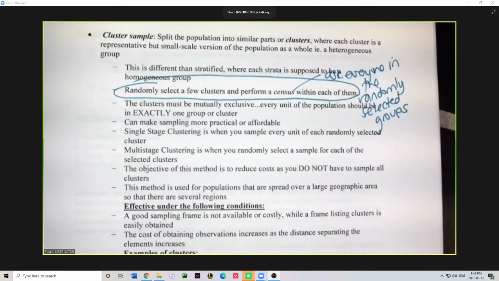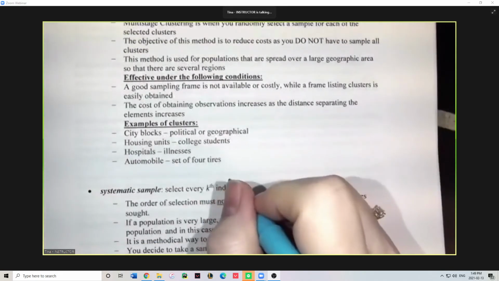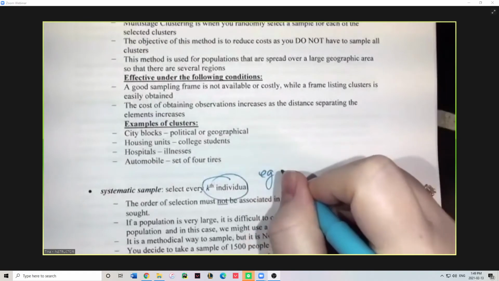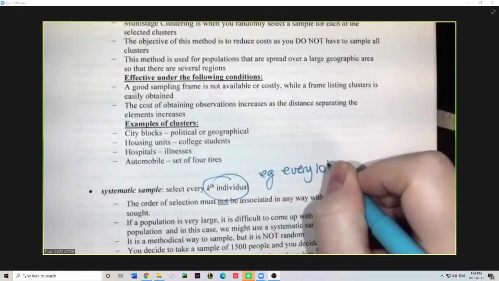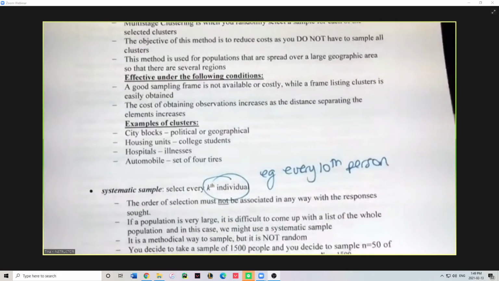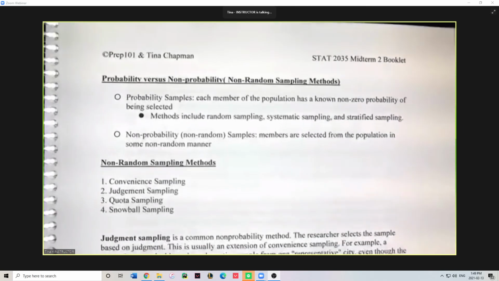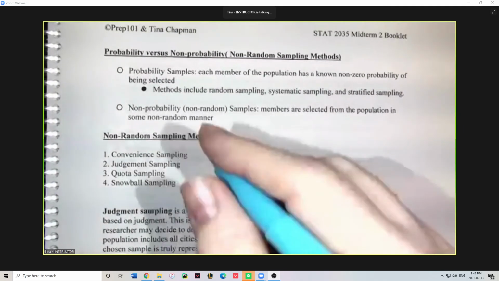And systematic is, you stand at the library door and ask every 10th person who comes through the door. So every kth individual. Okay, so non-probability or non-random sampling methods. So we talked about convenience.